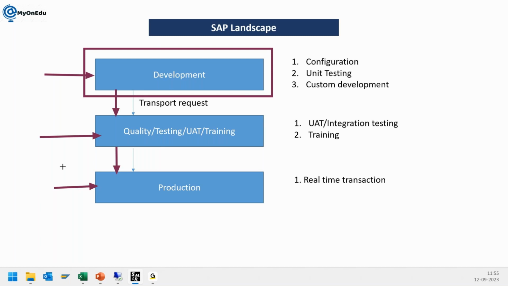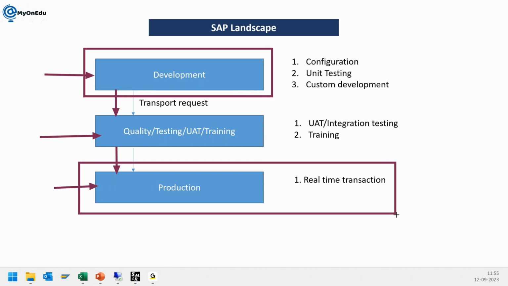Production system is our real-time transaction system. Real-time transaction system means most of the business users, you can say all the business users, have access in the production system only. Production is considered the real-time system. Whatever they do for their day-to-day business, they do in production. Some business users also have access to the quality system, only for UAT testing and training purposes, not real-time purposes. For anything real-time, we use the production system.